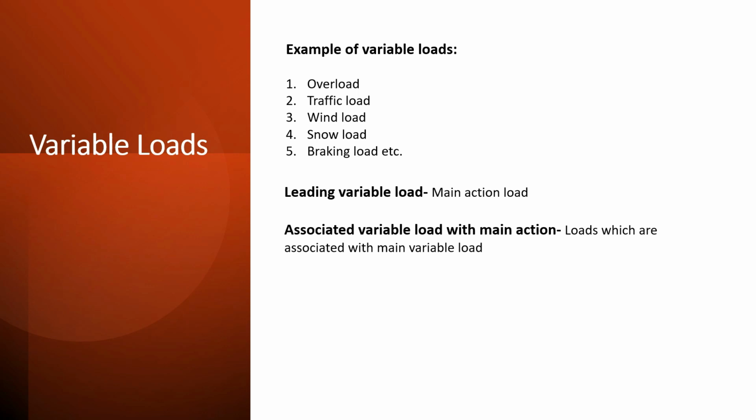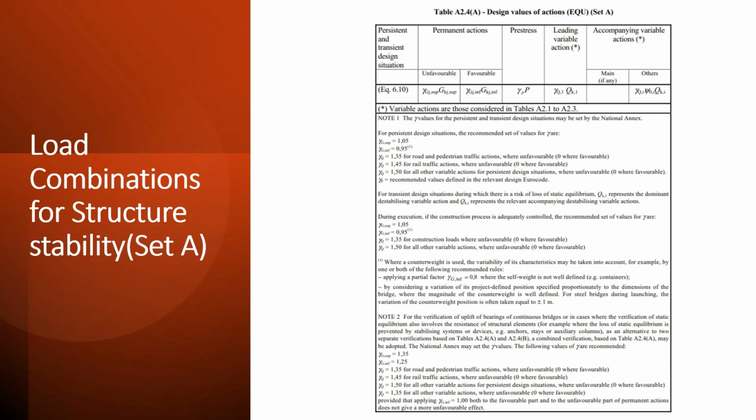These associated variable loads are always multiplied by a reduction factor which we call psi, and how we use it I will explain on the next slide. So generally in Eurocodes we have three sets of equations. First is set A. We use the set A equation to check structure stability like sliding and tilting. Here you can see this is equation 6.10a.